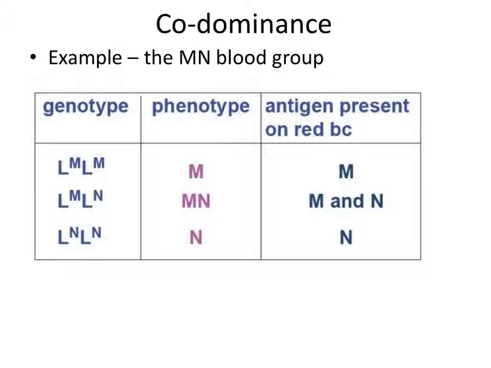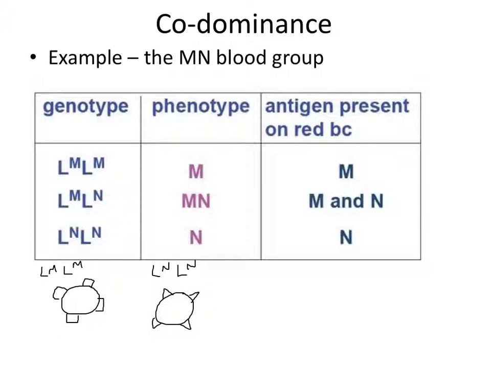If you are a homozygote, your phenotype is fairly straightforward. If you're LMLM, then your phenotype is M, and you only make the M-type antigen on your red blood cells. So let's just pretend, let's draw a red blood cell down here. Let's say that you're LM, and you make M-type antigens on the surface of your red blood cell. Similarly, if you're a homozygote for the N allele, you'll also express those genes, but your antigens will look a little bit different. They might look like this.